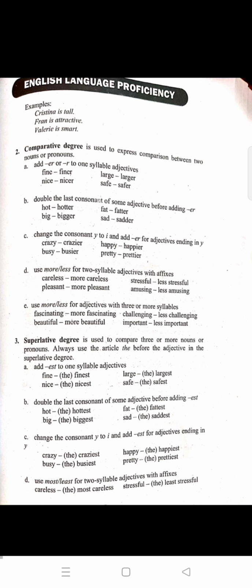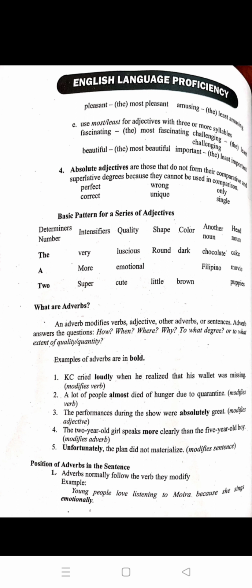And we have here a basic pattern for a series of adjectives. So sometimes nakakabasa tayo ng sunod-sunod na adjectives and there should be a pattern that should be followed so that it should not look messy. So it is something like this: DIQS, HCAN, and HN. So D is determiner or the number. It could be the, a, or two.